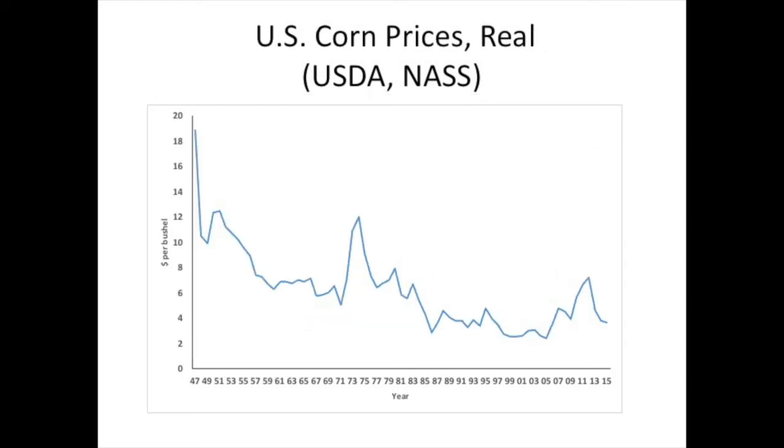So we take those nominal prices, state them in real terms. I happen to deflate them by the GDP price deflator, and you can see a downward trend generally over that time period. Jump up in 2006 because of the new demand, but overall, during the entire period since the 1940s, we have seen declining real prices in corn.